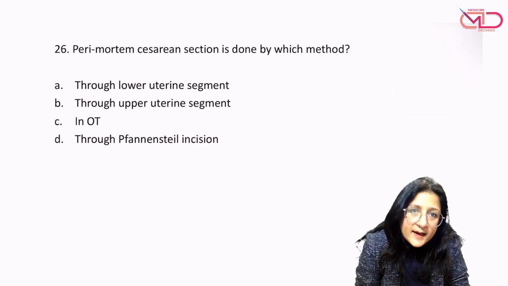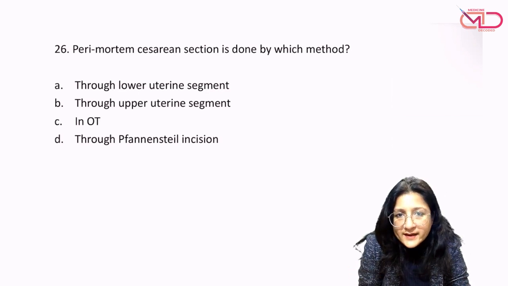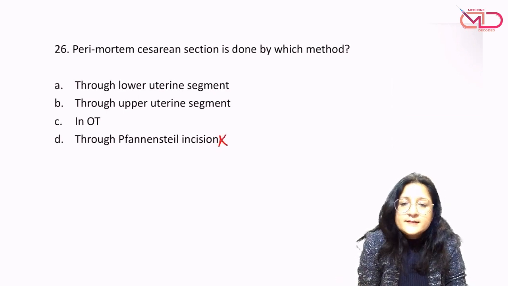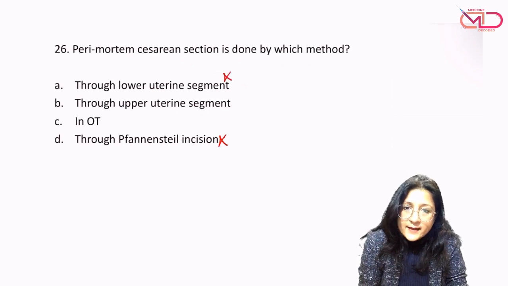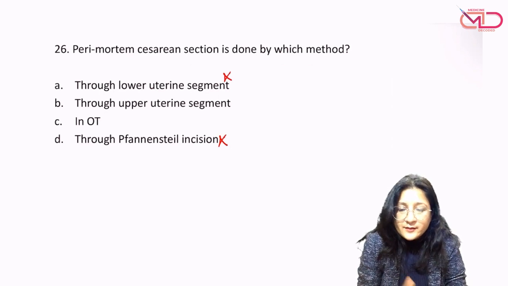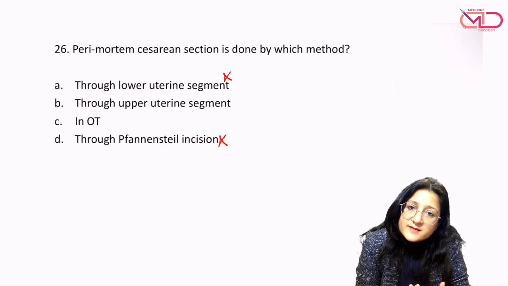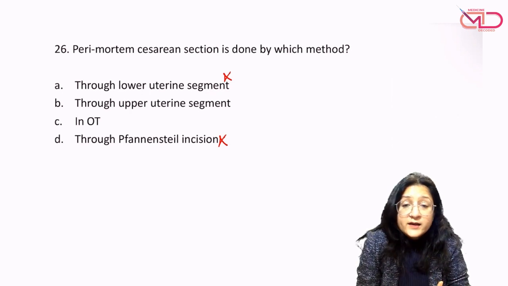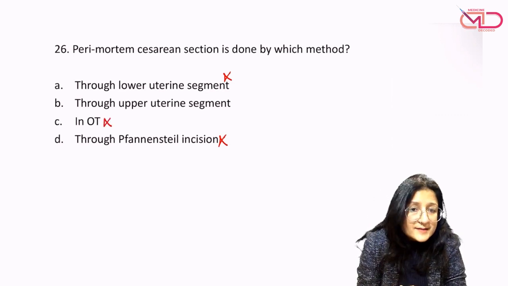If it is going to be done within 4 to 5 minutes, then it has to be done with a lot of rapidity. It has to be very quick. So you can't do it through a Pfannenstiel incision because it is going to take time. You would have to approach through the lower uterine segment, make up the lower uterine segment, identify it. It is going to take time. So the usual techniques of performing a cesarean section are not used. We cannot waste time taking the woman to the OT. It is not necessarily done in the OT.